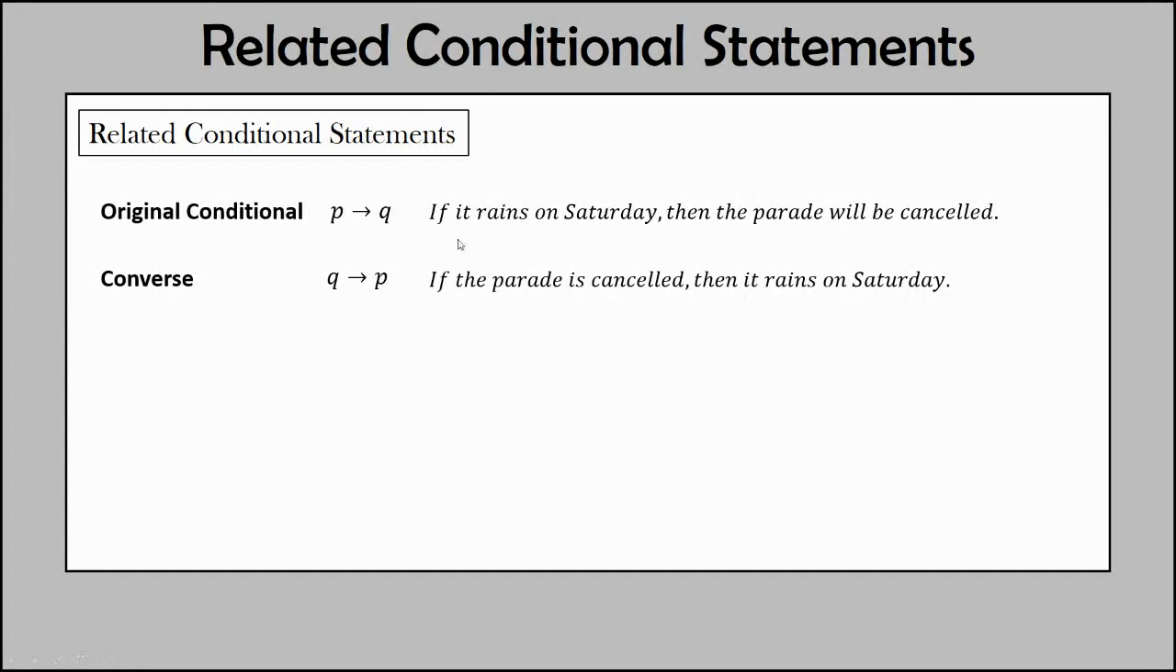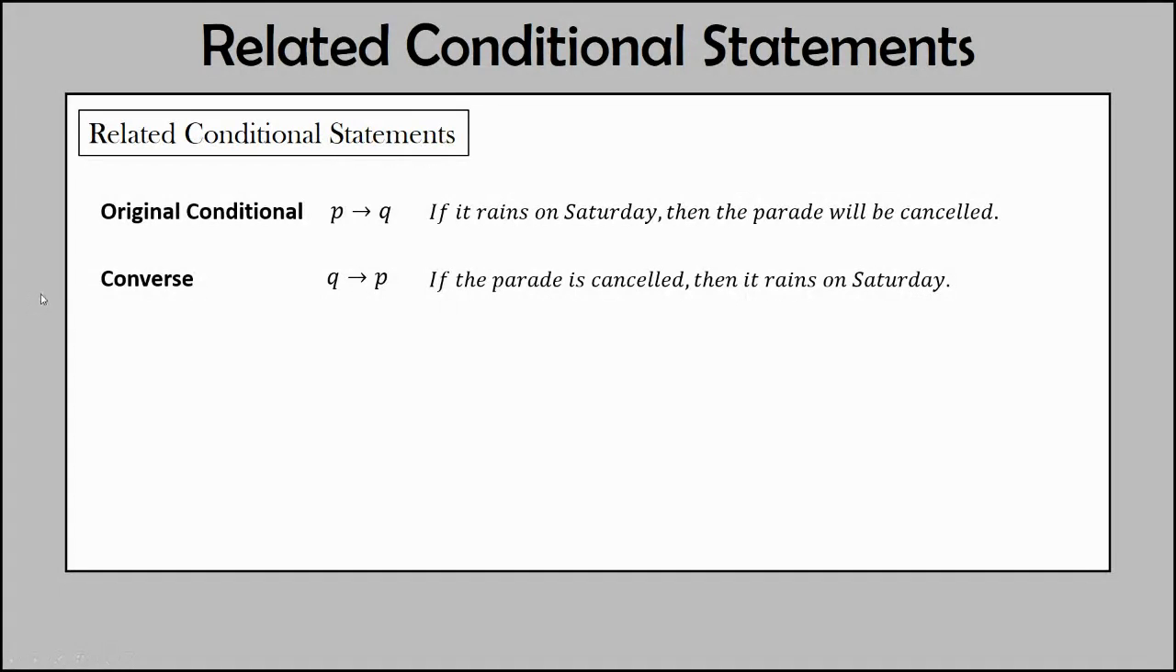Now, we can argue whether this is true or false all we want, and we'll look at some of these in a minute. But if we assume the original is true, if it rains on Saturday, then they're going to cancel the parade, is this always true? If the parade is canceled, then it must have rained on Saturday. Well, it's not, because there's other reasons the parade could be canceled other than the fact that it rained on Saturday. So the order of the hypothesis and conclusion does make a difference.